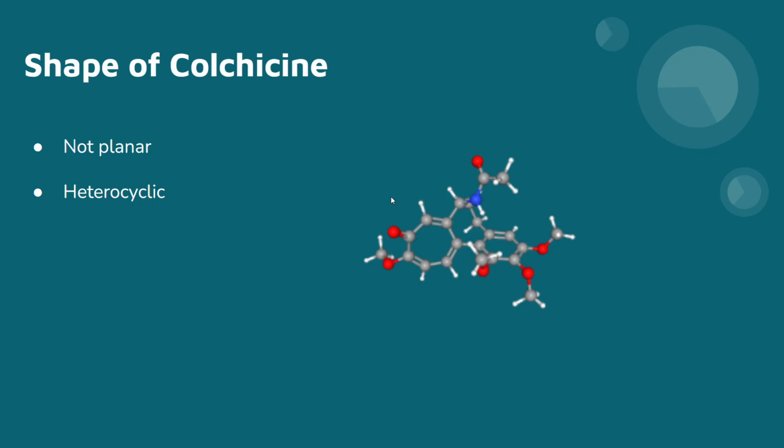Shape of colchicine: it's a non-planar and heterocyclic compound. It's totally asymmetric on a 3D scale, and as you can see on the right, you can see the molecular structure of colchicine with all the atoms that I mentioned earlier.